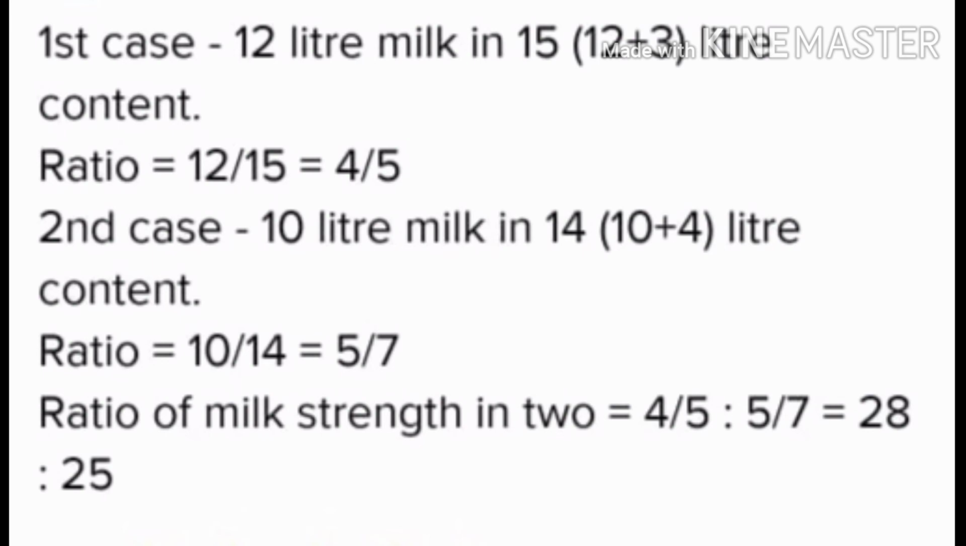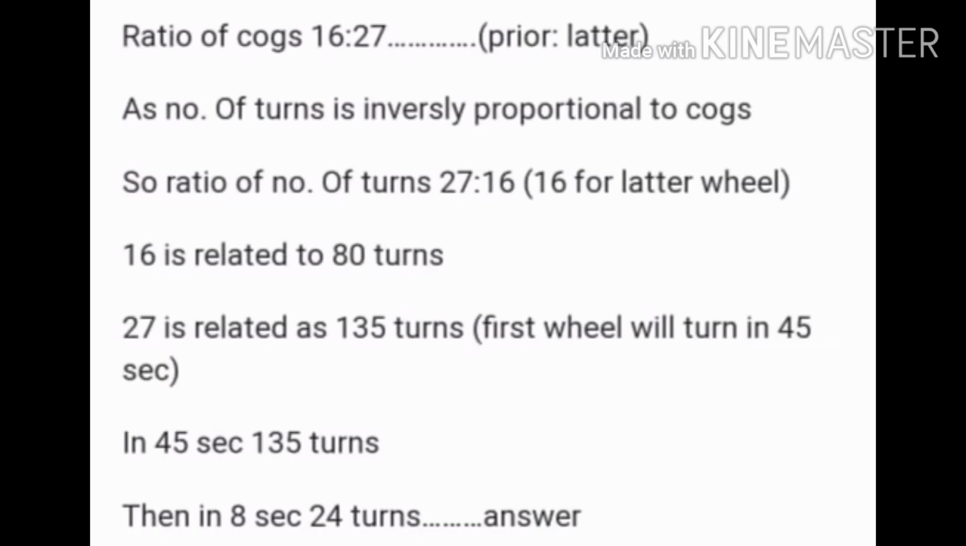Move to the further question, question number 19. Two cogged wheels, of which one has 16 cogs and the other has 27, work into each other. If the latter turns 18 times in 3/4 of a minute, how often does the other turn in 8 seconds? Options: A 24, B 16, C 28, D 32.